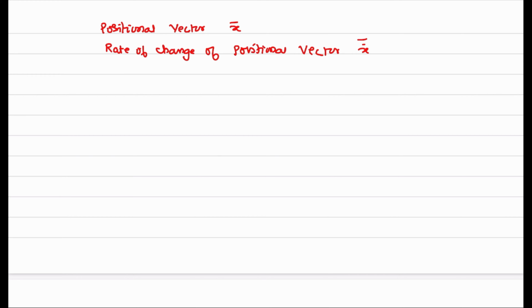As I have already explained in my previous classes, for a system, the equations of motion are controlled by the positional vector, that is x, and the rate of change of positional vector, that is x dot. This you always please remember.